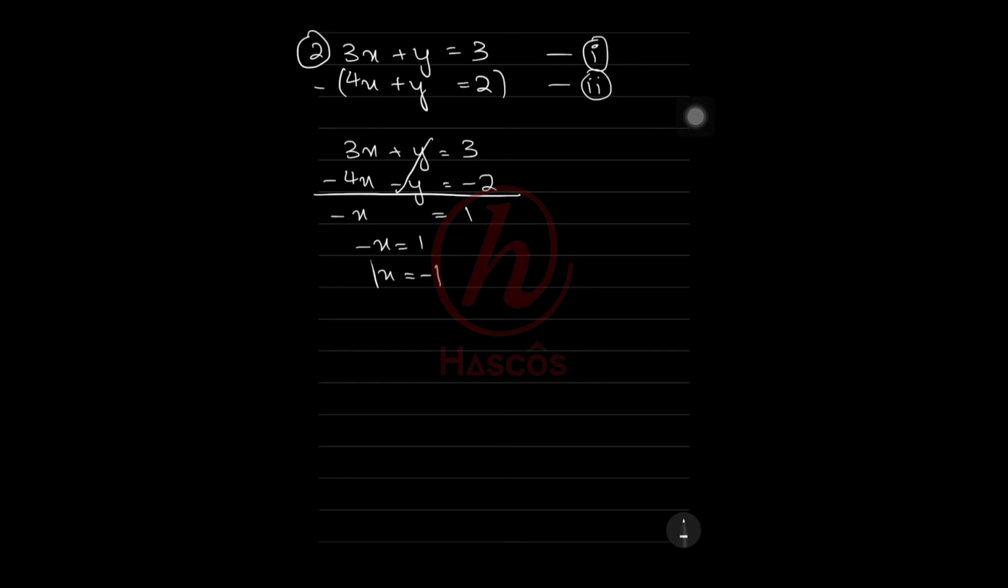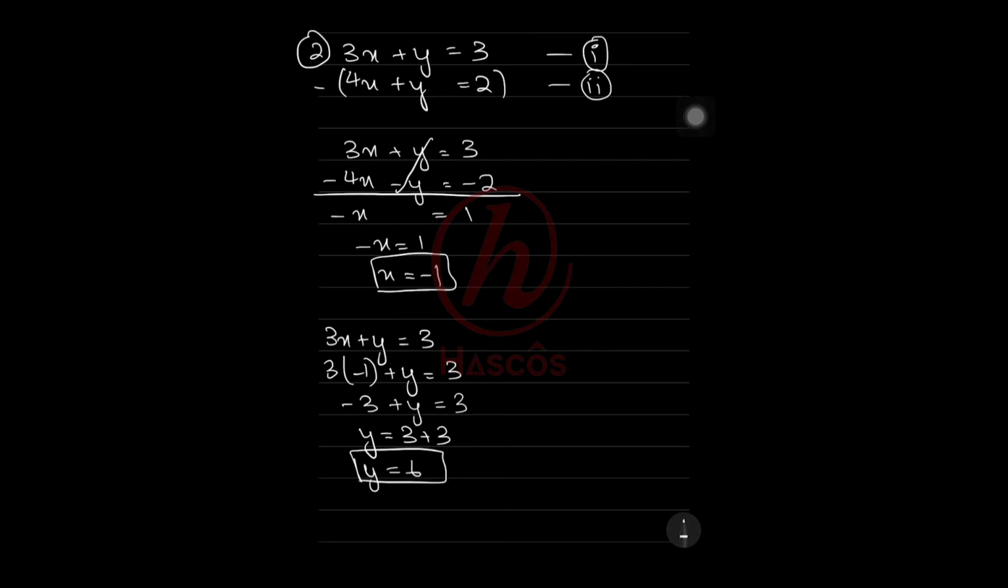We have the value of x. We're going to take equation number 1, which is 3x plus y equals 3. Instead of x, I'm going to plug in minus 1. 3 bracket minus 1 plus y equals 3. Minus 3 plus y equals 3. y equals 3, minus becomes a positive 3. y equals 6. So when the value of x is minus 1, the value of y is 6.